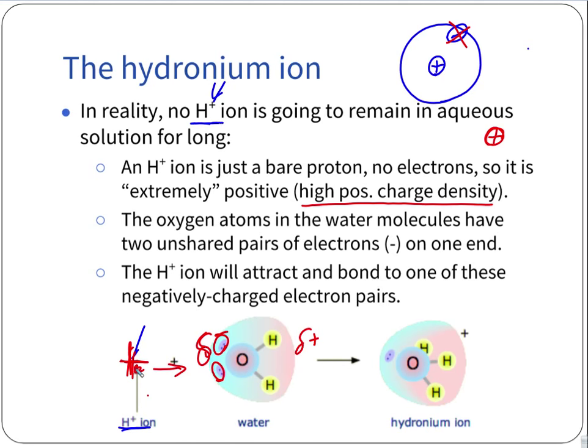Hydrogen has no electrons in it now because it's an H+ ion. And so what's going to happen is hydrogen is going to take its empty orbital and overlap it with the full orbital for one of these two oxygen pairs of electrons here. And so this is a special type of bond that's called a coordinate bond. It's very, very similar to a covalent bond.